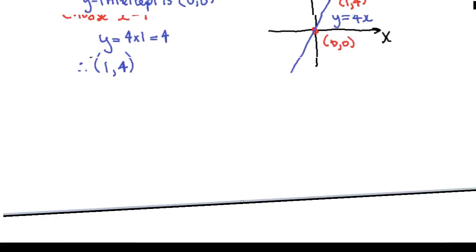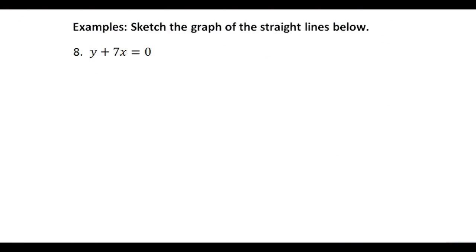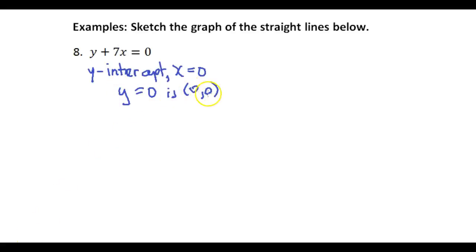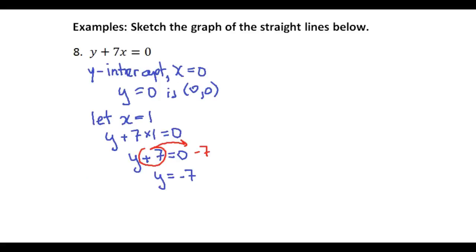In our last example, sketch y plus 7x equals 0. So for the y-intercept, set x equal to 0, so the 7x disappears. So this gives us a y-intercept at (0, 0). So now we need to choose a whole number value of x to be able to find a second point. So if we let x equal 1 and replace that in the rule, y plus 7 times 1 equals 0, y plus 7 equals 0. Change the side, change the sign, so y equals negative 7. So the point (1, -7) lies on the line.